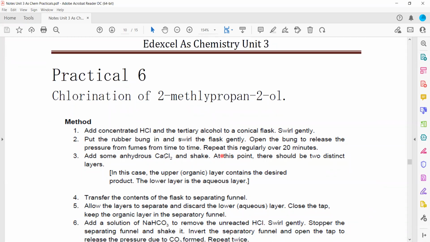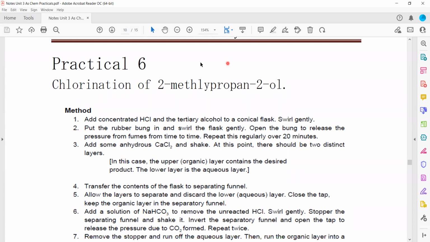Then open the bung to release the pressure from the fumes from time to time, and repeat this regularly over 20 minutes. For 20 minutes we did this. Because alcohol is there, alcohol will convert into halogenoalkane, and we call that chlorination, meaning addition of chlorine, or a substitution reaction will occur here.